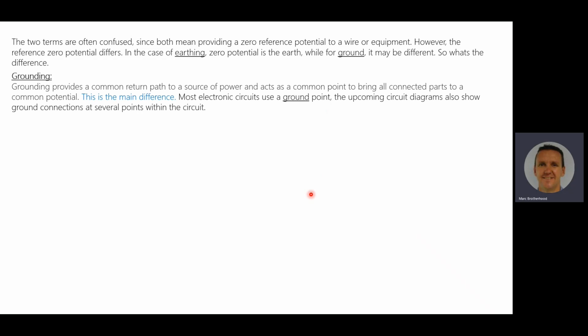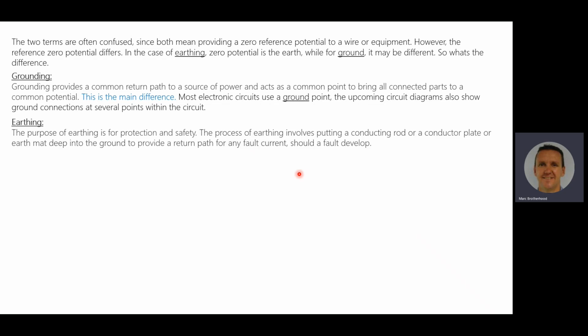Grounding provides a common return path to a source of power and acts as a common point to bring all connected parts to a common potential. And this is pretty much the main difference. Most electronic circuits use a ground point. We'll see in upcoming circuit diagrams how the ground connections at several points on the circuit are highlighted versus the earthing points.